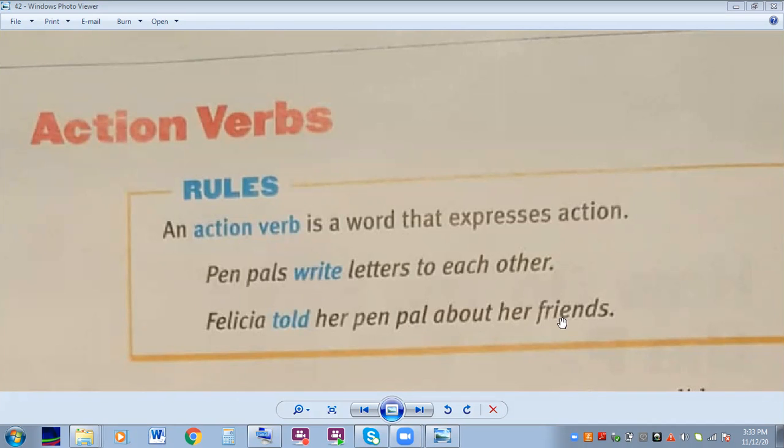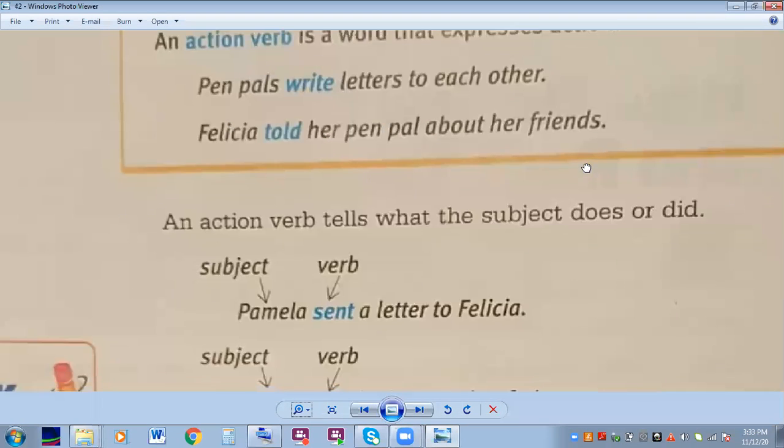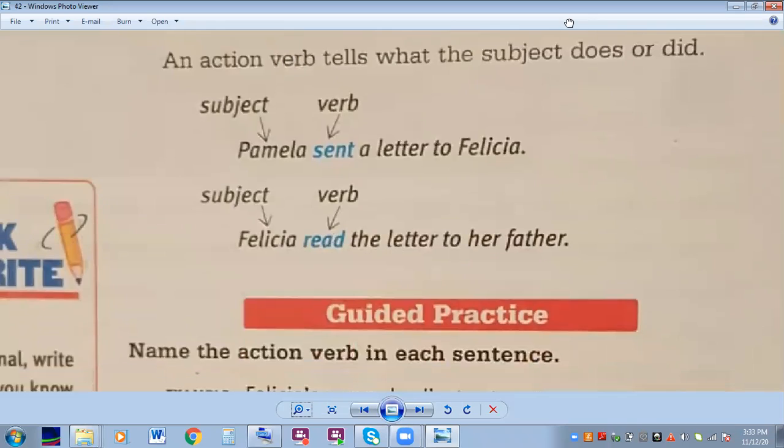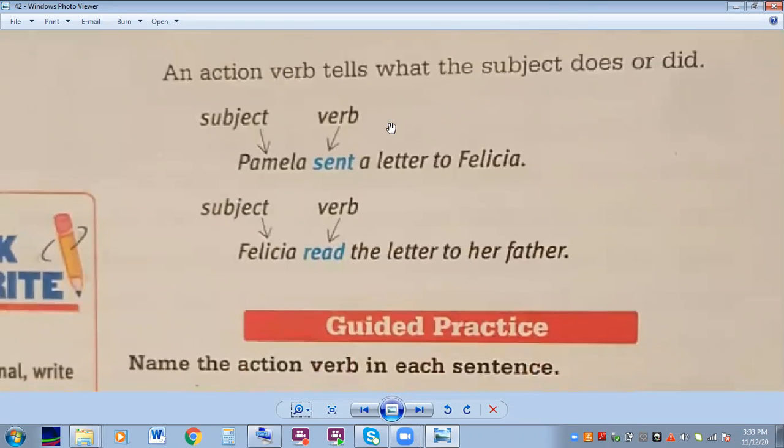Felicia told her pen pal about her friends. Felicia is our subject. What did Felicia do? She told. Her action is told. Okay, so remember, an action verb is a word that shows action. An action verb tells what the subject does or is.